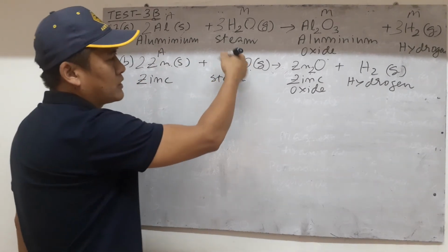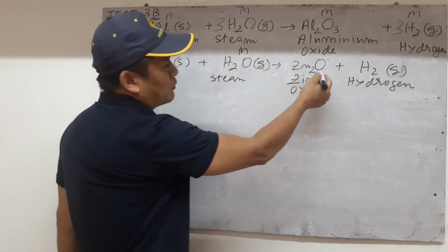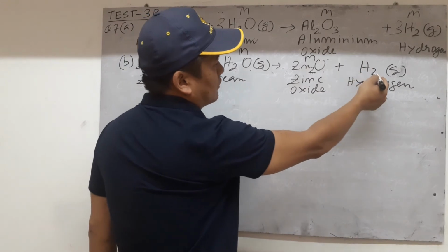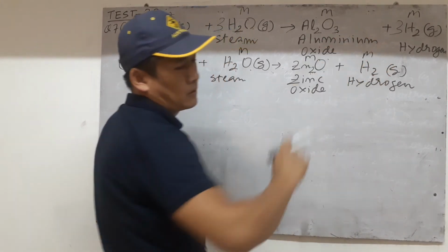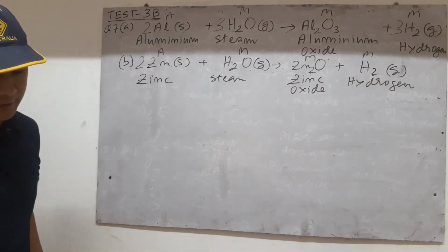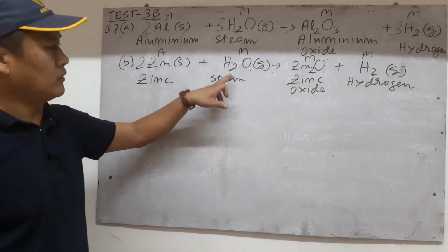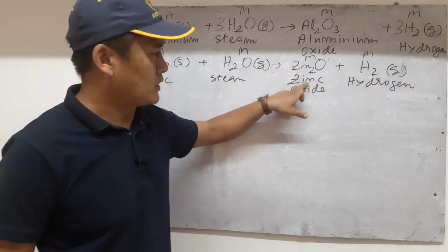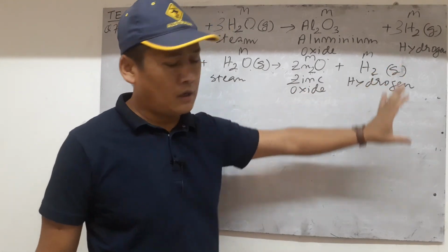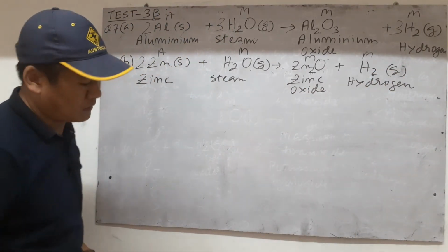2 plus 1, 3, more than 1, so molecule. 2 plus 1, 3, more than 1, so molecule. 2 more than 1, so molecule. Now we can balance, we can read it. 2 atoms of zinc react with 1 molecule of steam to give us 1 molecule of zinc oxide and 1 molecule of hydrogen gas.